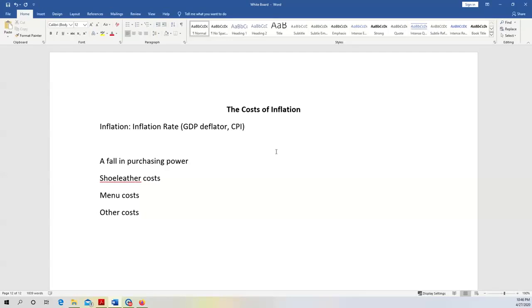So inflation rate measures overall or on average how fast prices are rising in the economy. So if the inflation rate is 1% in the year 2019, that means on average, everything is getting more expensive in the year 2019, right? By how much? By 1%. So that's the basic idea for inflation rate.